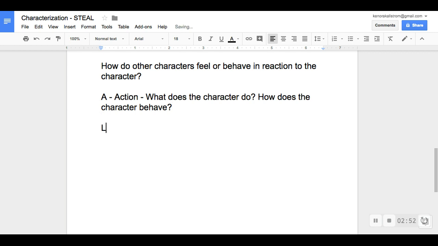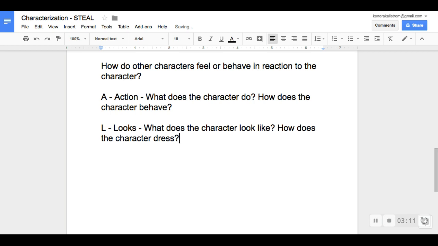And the last one in our acronym is an L, and the L stands for looks. So what does the character look like? How does the character dress? I know we've heard before, don't judge a book by its cover. And sometimes that is true. But I do feel like you can really tell a lot about a person based upon how they look.